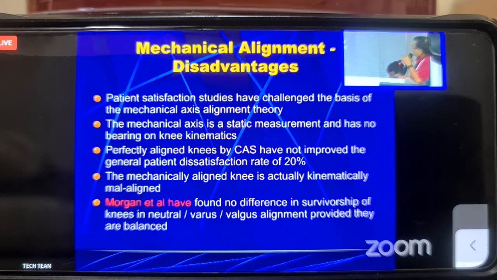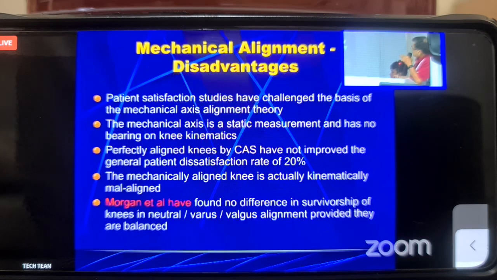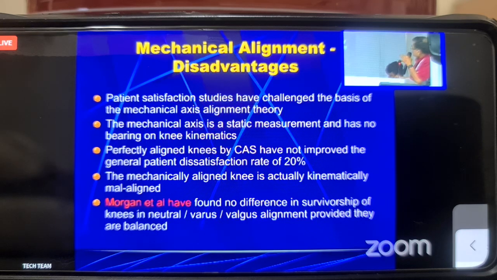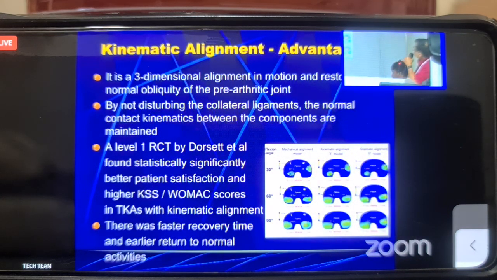So 20% patients, despite excellent x-rays and excellent surgery, somehow are unhappy. And the reason is that this is a static measurement and has no bearing on kinematics. Perfectly aligned knees, even by computer-assisted surgery, have a dissatisfaction rate of 20%. Mechanically aligned knees are actually kinematically malaligned. And Morgan et al. have found no difference in survivorship in neutral varus valgus alignment, provided they are balanced. So that's the disadvantages of the mechanical. But kinematic alignment, what are the advantages?